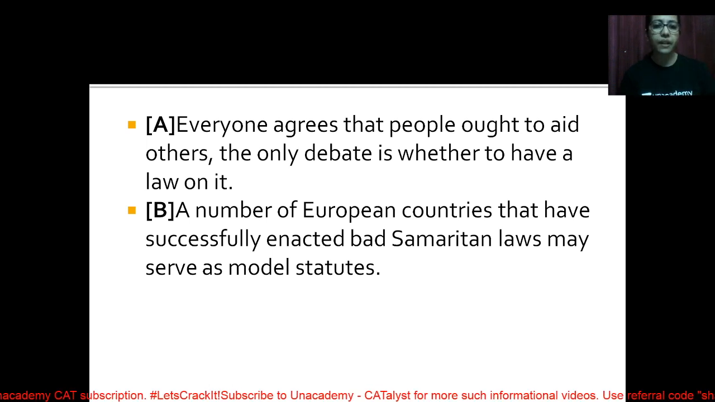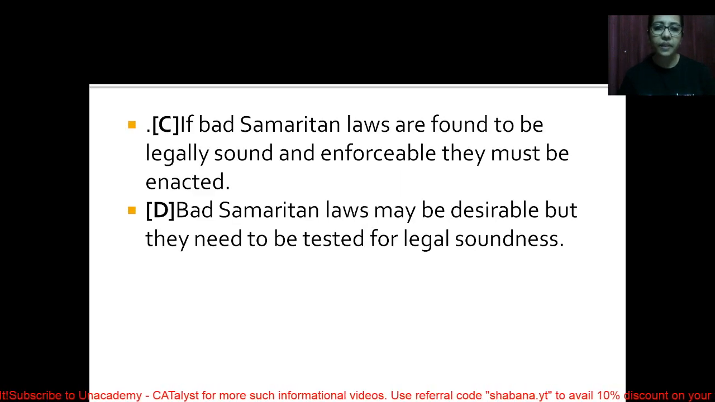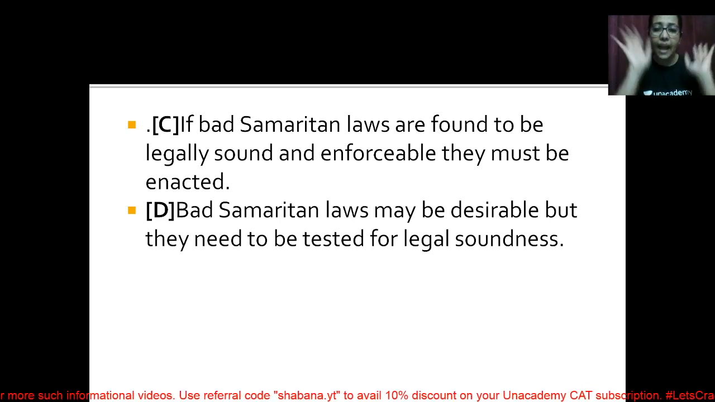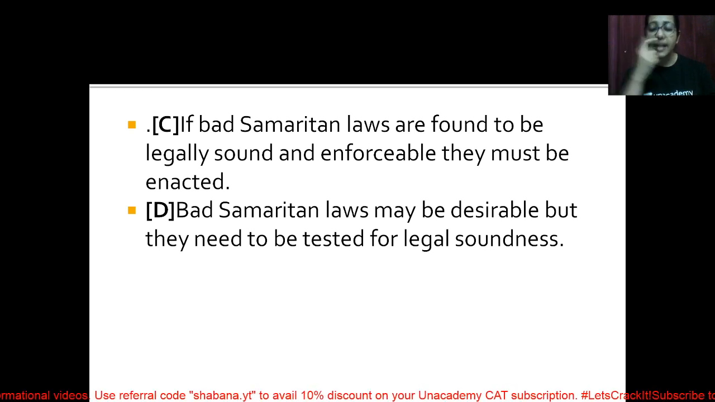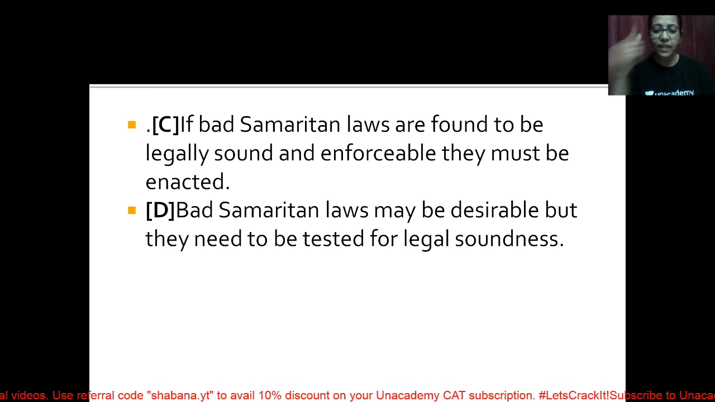Fine, option B, read it. A number of European countries that may have successfully enacted, and so on, as model statutes. All right. Option C. If bad Samaritan laws are found to be legally sound and enforceable, they must be enacted. Must be. Okay. Option D. Bad Samaritan laws may be desirable, it would be good. But they need to be tested for legal soundness. I'm leaving it to you now.